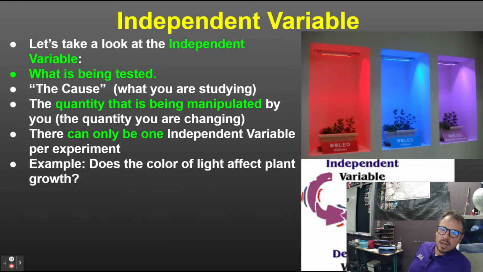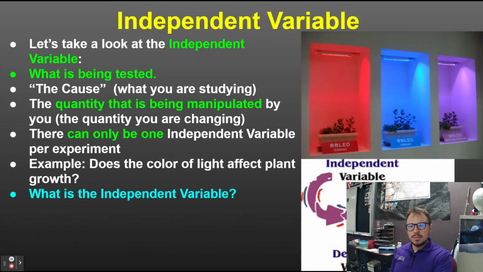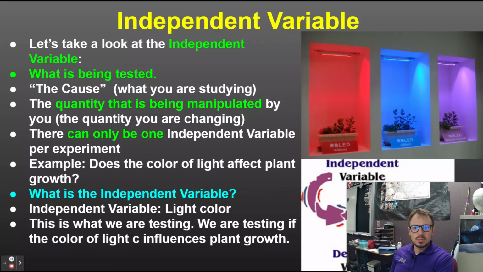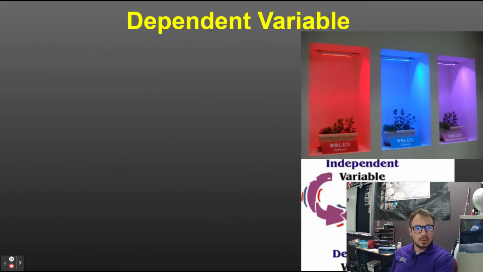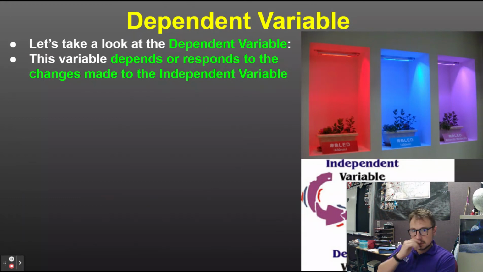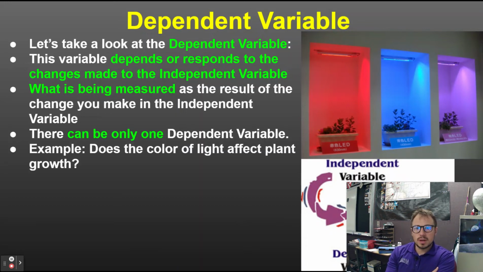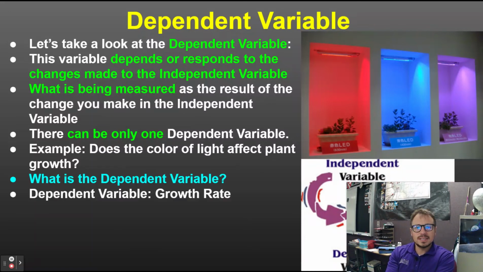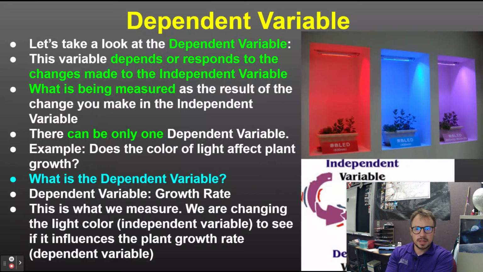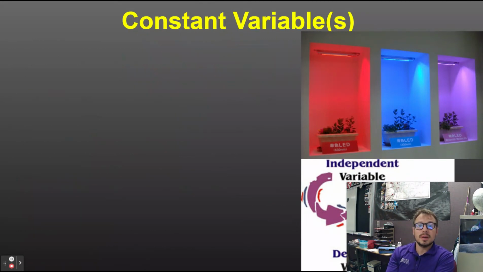So if we're looking at whether the color of light affects plant growth, the independent variable is going to be the light color, right? This is what we are testing. The color of light influences plant growth. Now, the dependent variable depends on the response to the changes made to the independent variable. It's what's being measured. There can only be one dependent variable. So in the example, what's the dependent variable? The growth rate of the plants. That's what we're measuring. We are changing the light color, the independent variable, to see if it influences the plant growth rate, the dependent variable.